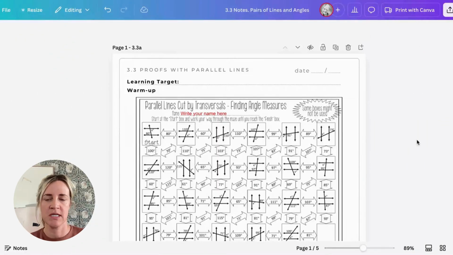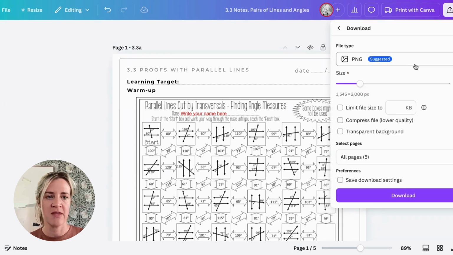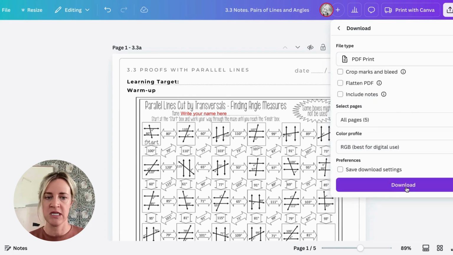Hop into our notes again for this lesson. So right up above, click that pairs of lines and angles for 3.3. Make a copy of the template. Make sure to change your name if you need to on there. And then if you do want to print this out, you can click that share button, click download, and if you're going to print it, I would say PDF is best for printing. Then hit download, find it, and then print it.